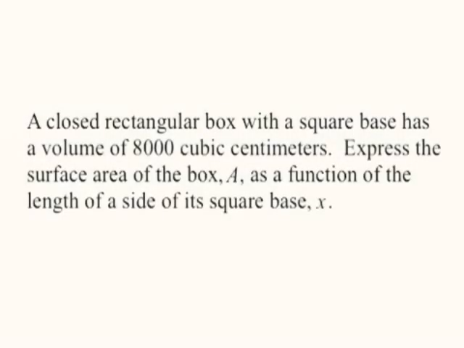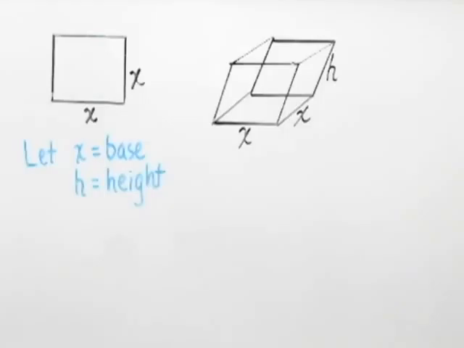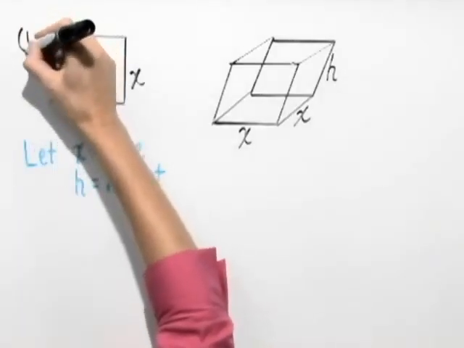A closed rectangular box with a square base has a volume of 8,000 cubic centimeters. Express the surface area of the box A as a function of the length of a side of its square base x. So in step 1, we have a picture here to help us.